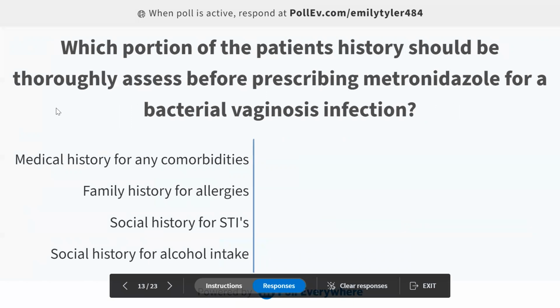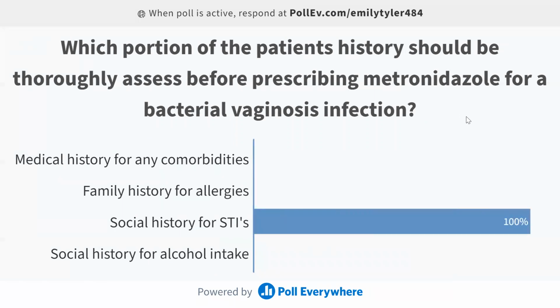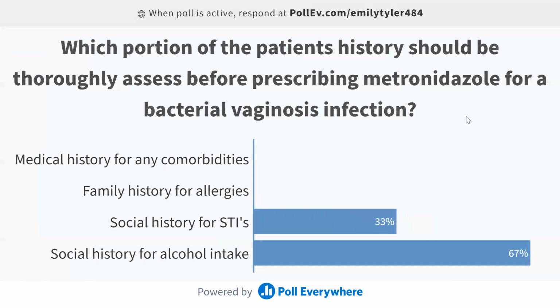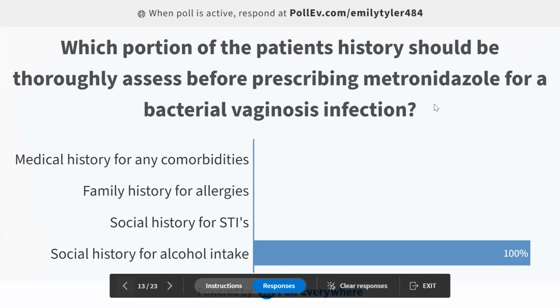What portion of the patient's history should be thoroughly assessed before prescribing Flagyl for BV infection? What can you absolutely not do with Flagyl? Drink alcohol. Remember, it will make you feel like you have the worst hangover of your life. So we want to do a really good social history to see, are they social drinkers? And what does that social entail? Because you have to completely avoid alcohol with Flagyl. And yes, I say Flagyl because I can't say that word.